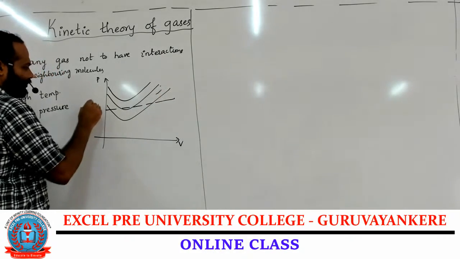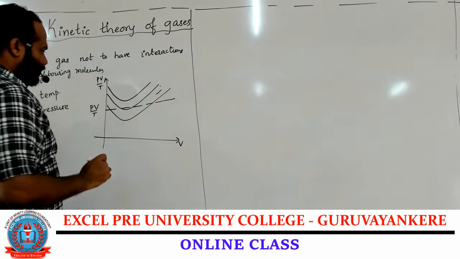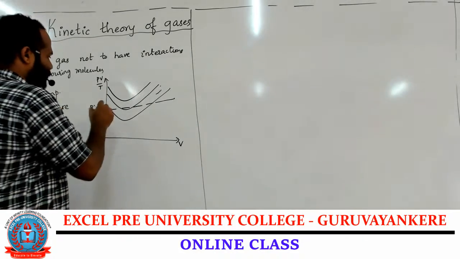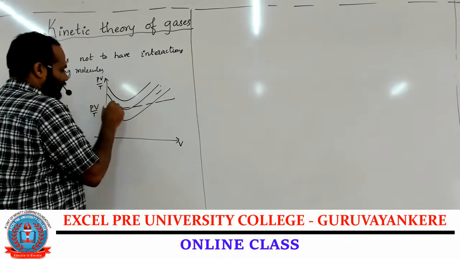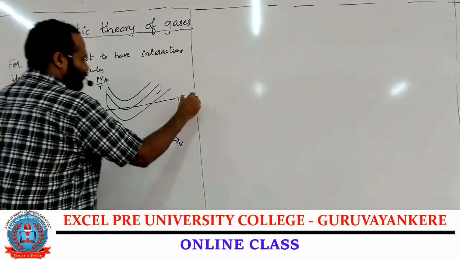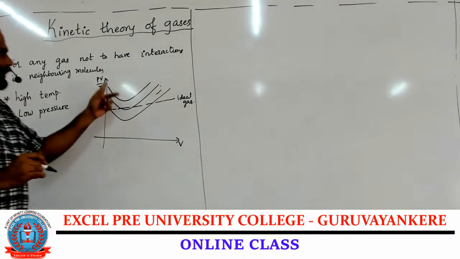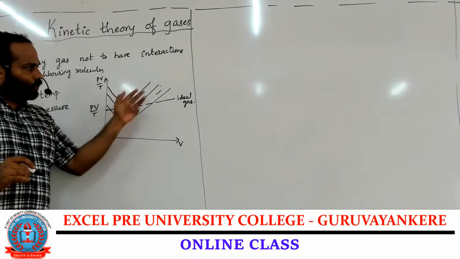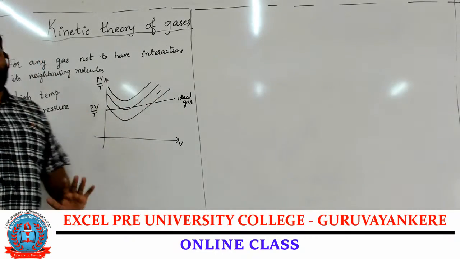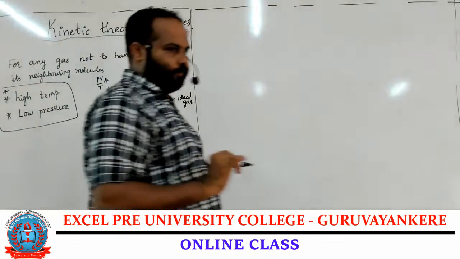That is PV by T. So it should be a constant. PV by T should be a constant for an ideal gas. This is how an ideal gas would behave. For that you require high temperature and low pressure. These gases practically tend to deviate away from the ideal gas behavior. So for the ideal gas behavior you require high temperature and low pressure.